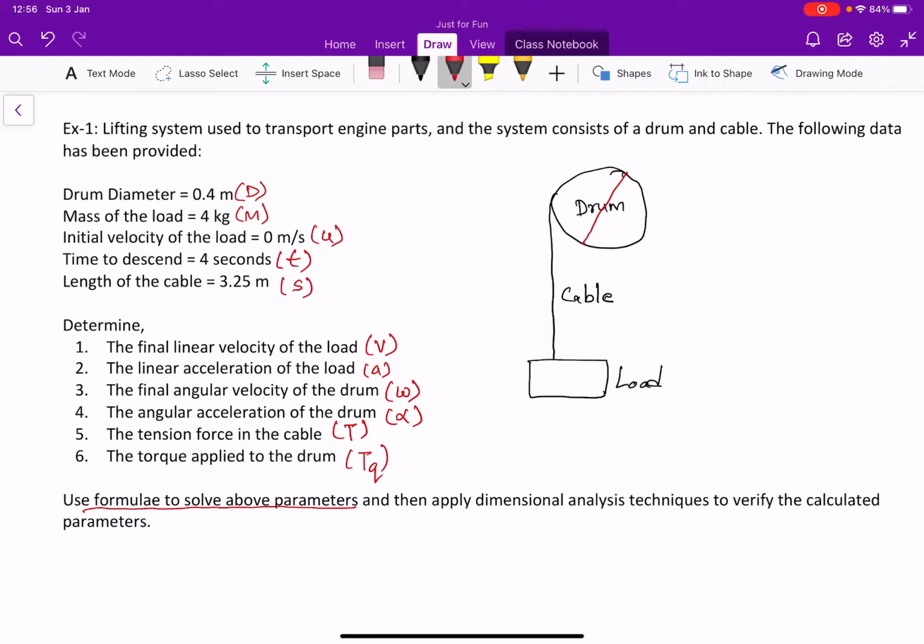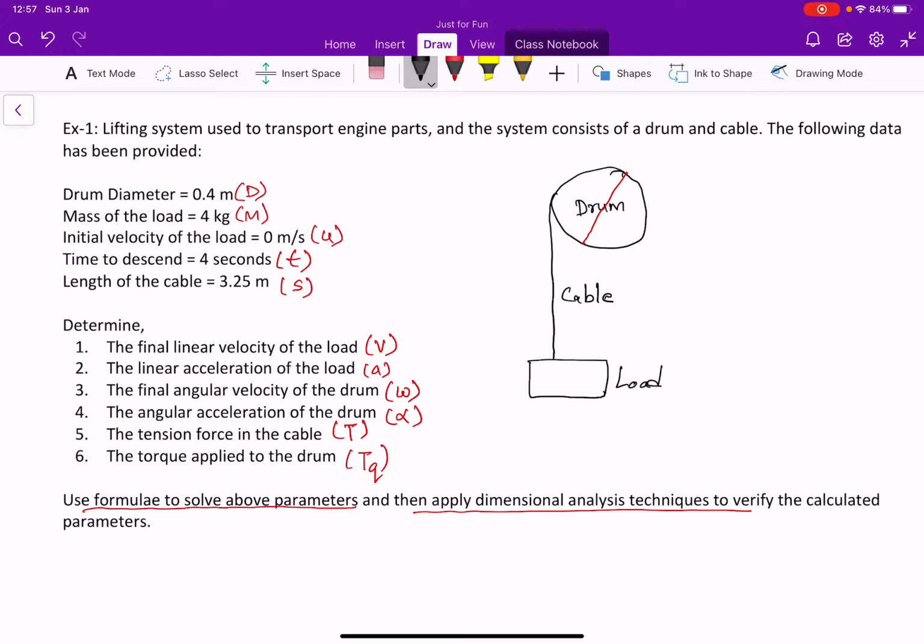And then what we're going to do here is verify our calculated values by using dimension analysis techniques. And that's going to be the main concern, where I'm going to show you how we can use the relationship of dimension analysis to verify or check our answer, which we calculated using a formula. Right, so without any delay, let's start our solution.